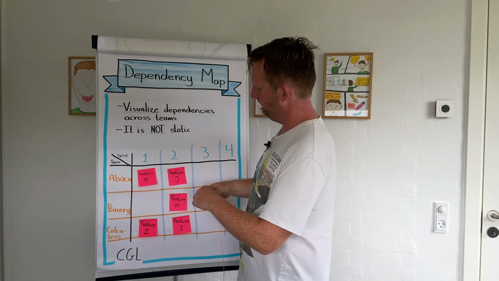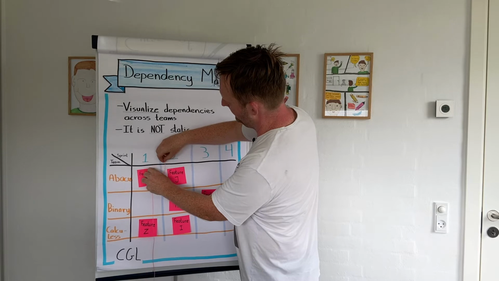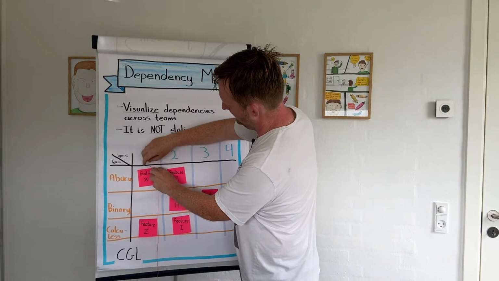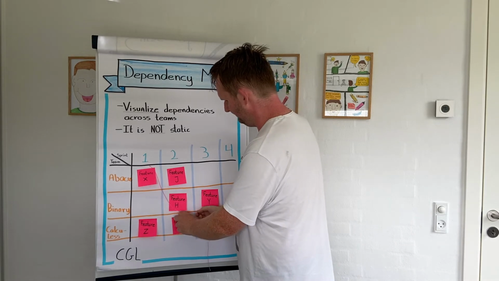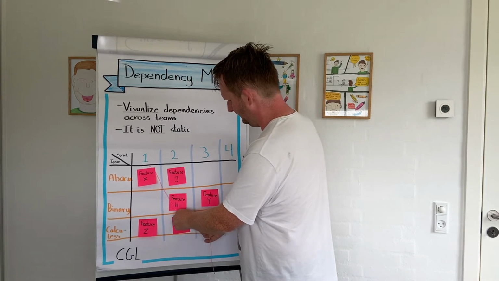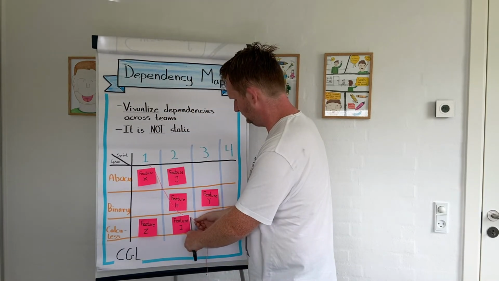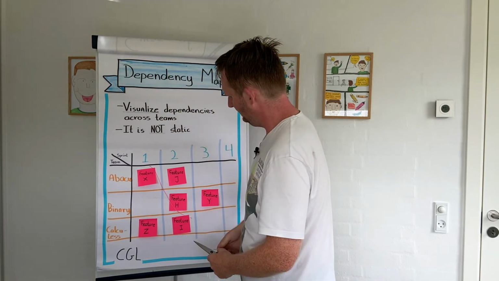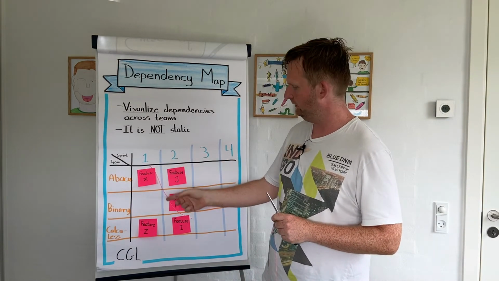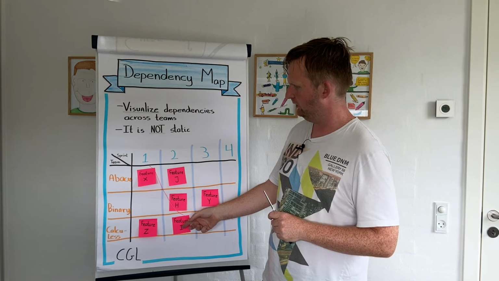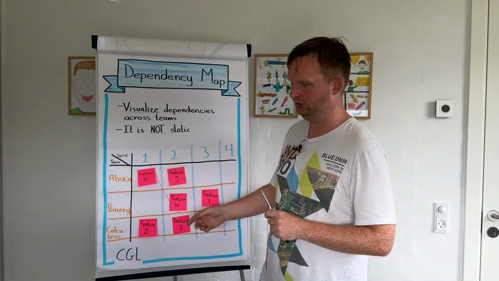So imagine that for Abacus to actually be able to implement feature J, they have a dependency on feature I, like this. Then all of a sudden, we can see that if this is the case, Abacus cannot start feature X here, because the Calculus team will not start feature I before sprint 2.